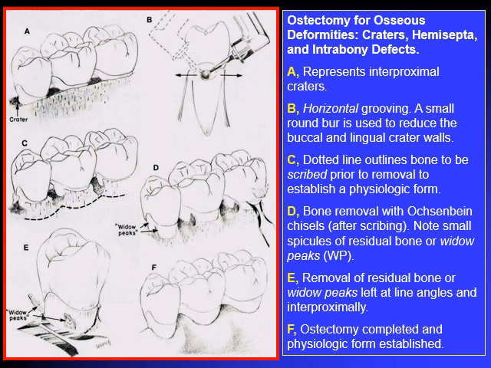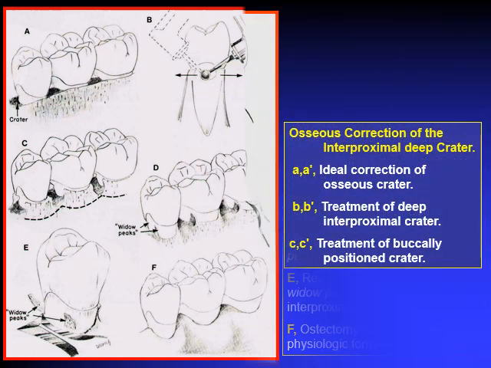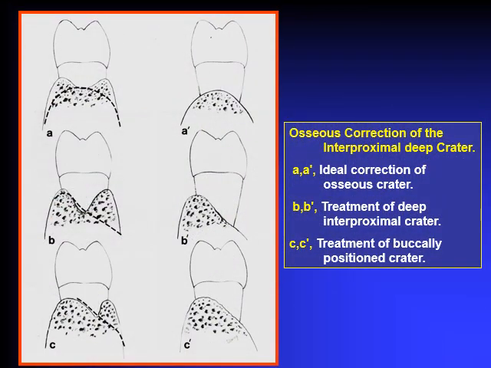So, compare A and F. See, your resective osseous osteotomy technique makes a good end result, or excellent and healthy end results. This is also a correction of the interproximal deep crater. See, this is a deep crater. In A dash, this is the form of the deep interdental crater, and in E dash, this is the ideal correction.